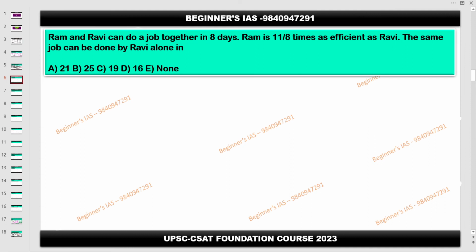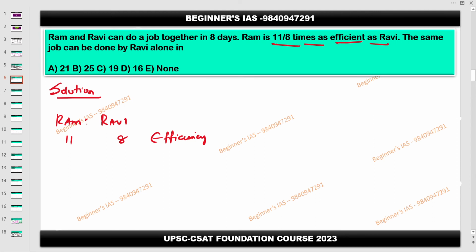Shall I proceed? Yes, sir. Fine. So here Ram is 11 by 8 times as efficient as Ravi, which means Ram is 11 and Ravi is 8. That is the simple logic here. So their efficiency has been provided. You need to be very careful with the next statement.